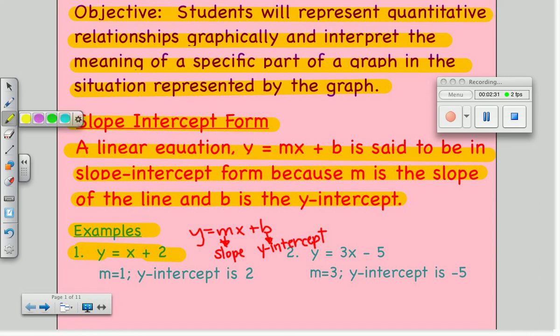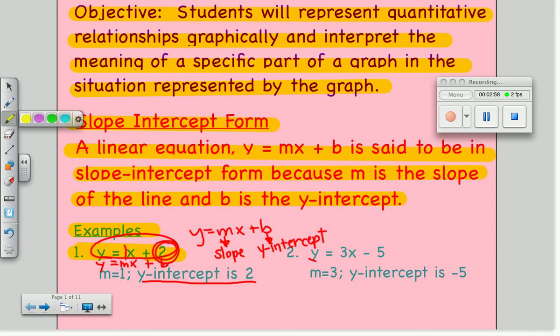And the y-intercept then is the b part, this right here. So again, y equals mx plus b. So in this equation here, m is 1, coefficient 1, and b is 2. Y-intercept is 2. Let's look at this one.